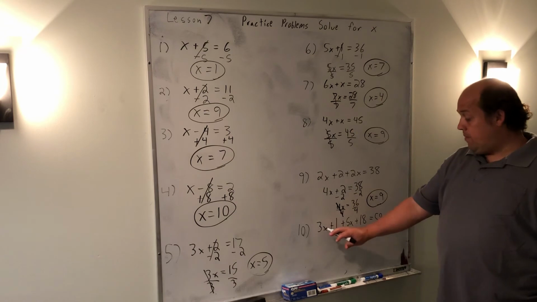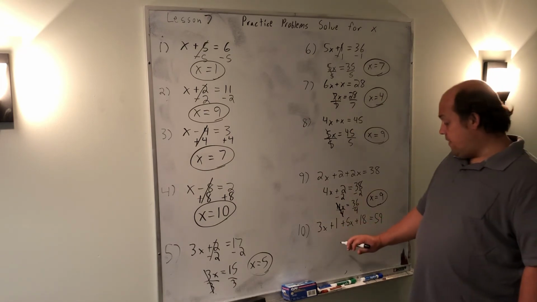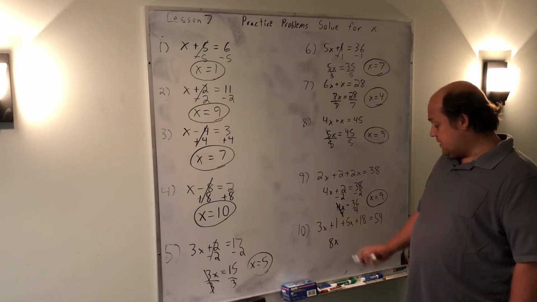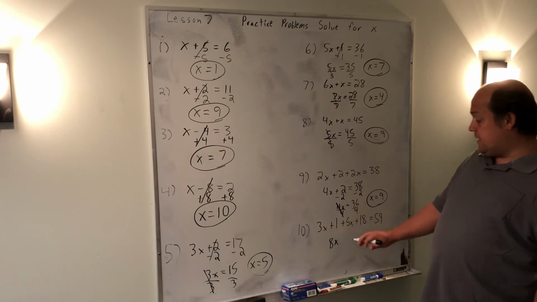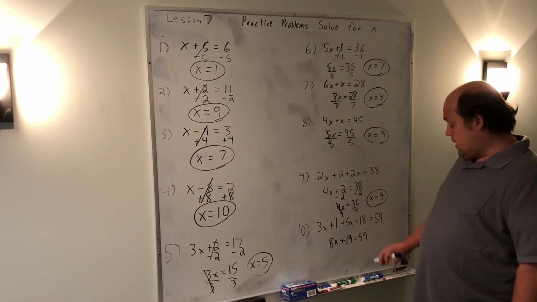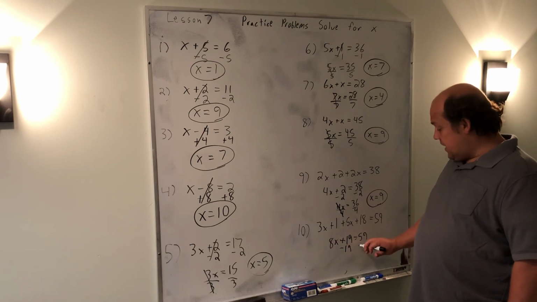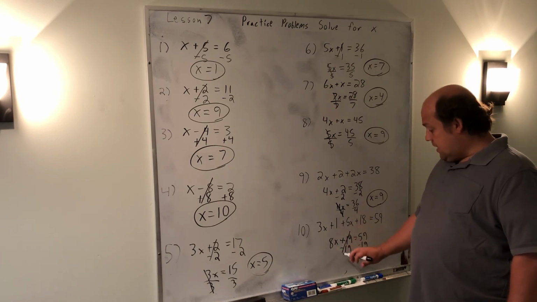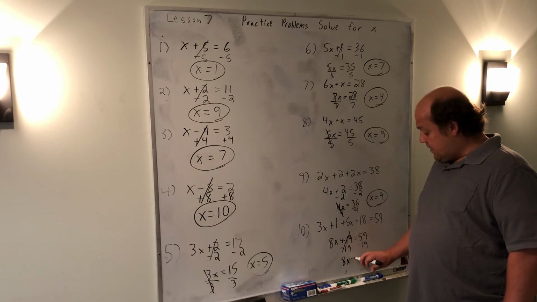For the final problem, I can combine this 3x and this 5x. That'll give me a total of 8x. I can combine this 1 and this 18. That'll give me a total of positive 19. Now when I move the 19 to the other side by subtracting 19, it goes away and just leaves me with 8x on the left.